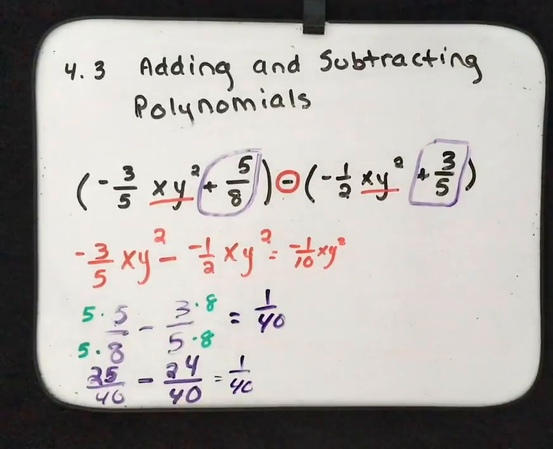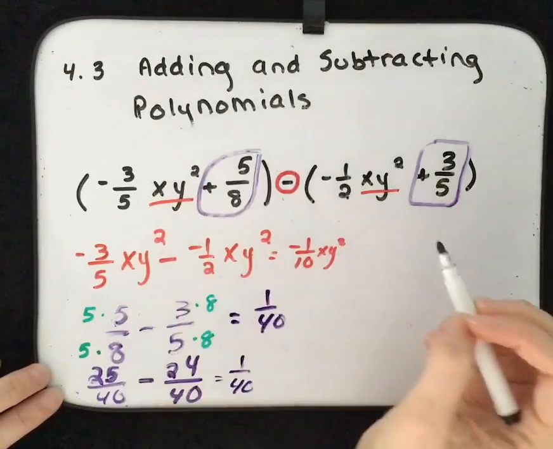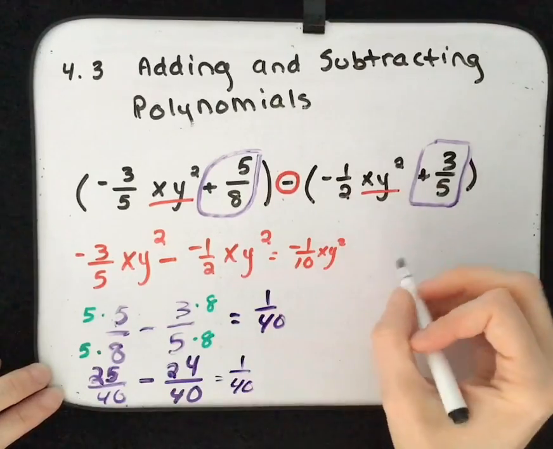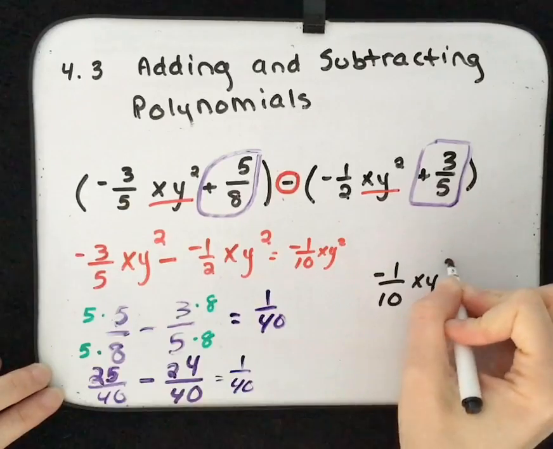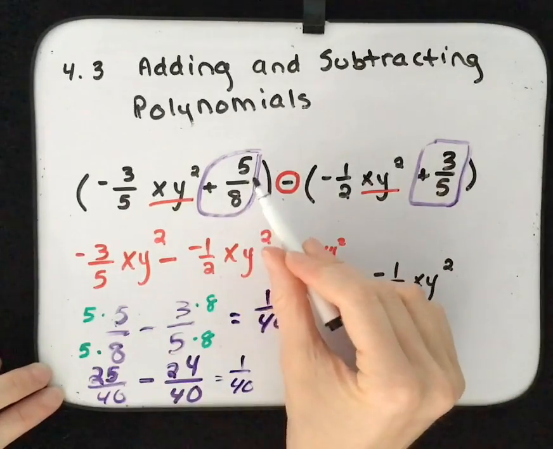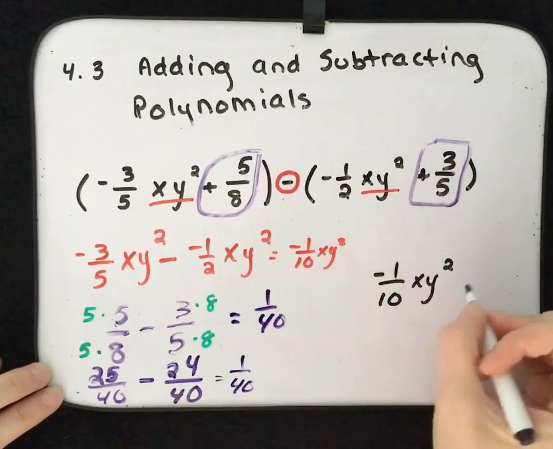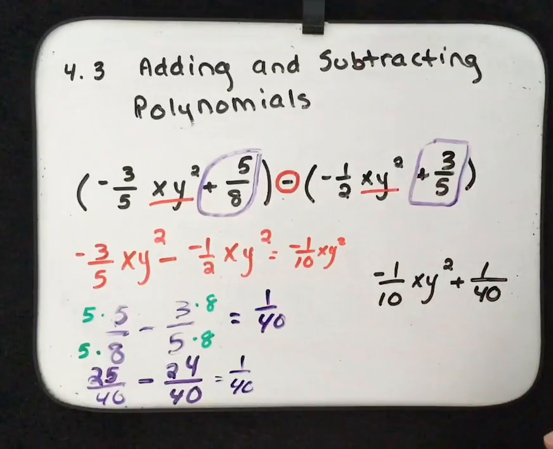Now let's clean all this up because we made a bit of a mess. So when we have our negative 3/5 xy to the second minus negative 1/2 xy to the second, that's going to give us negative 1/10 xy to the second. And when we have our 5/8 minus 3/5, that's going to give us 1/40. There we go.